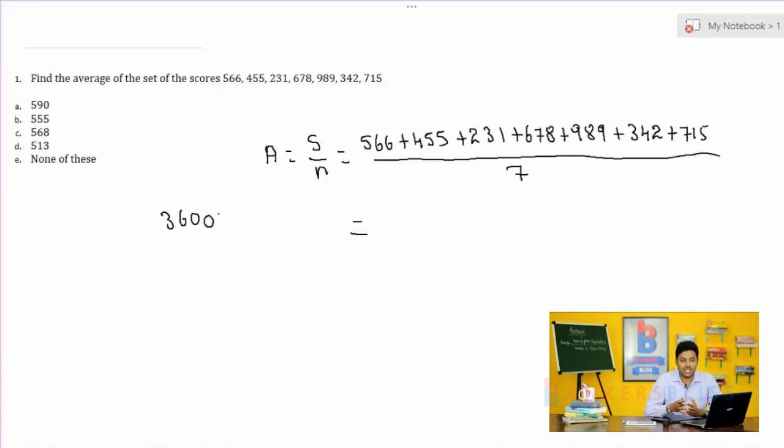Here also you do the same procedure. In 66 you consider only 60. In 55 you consider only 50. In 31 you consider only 30. Like that you do for all the other numbers. So 60 plus 50, 110, 110 plus 30, 140, 140 plus 70, 210, 210 plus 80, 290, 290 plus 40, 330, 330 plus 10, 340.